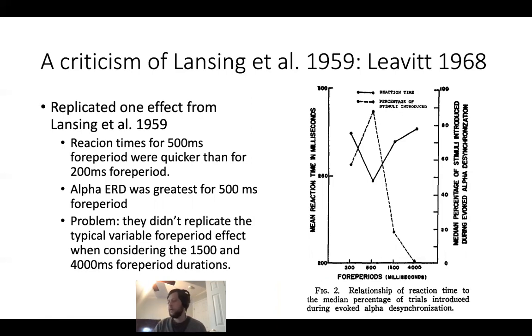First thing, they did replicate the effect to an extent. They replicated the original effect from Lansing et al. If you look at Lansing et al., they had a super short fore-period duration and a relatively longer fore-period duration. So 200 is very short, 500 is relatively longer. If you look at what happens to reaction time and alpha amplitude for these two, this is the exact same thing. This replicates quite nicely, just for these two conditions, the short and the medium to long, in what happens to alpha amplitude and reaction time. So let's look at each of those.